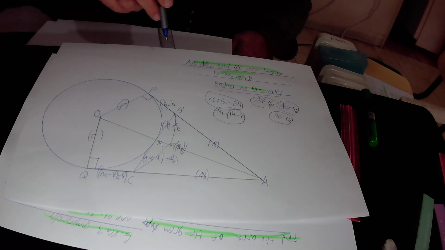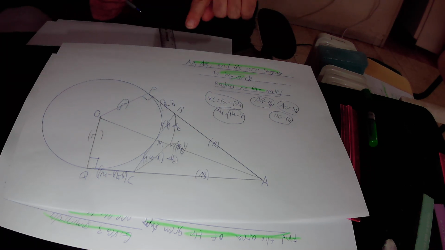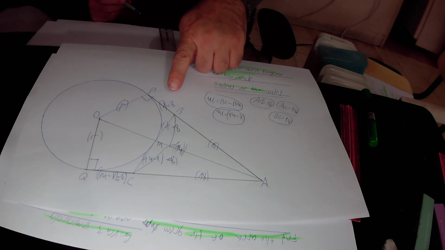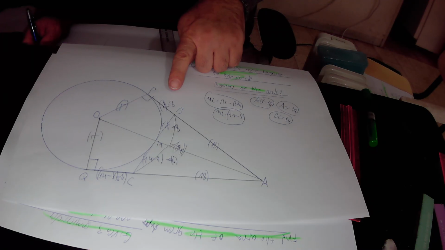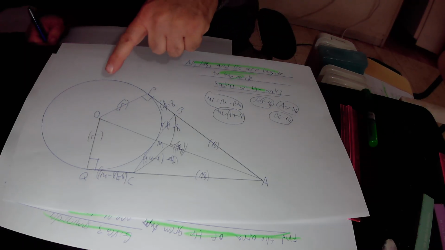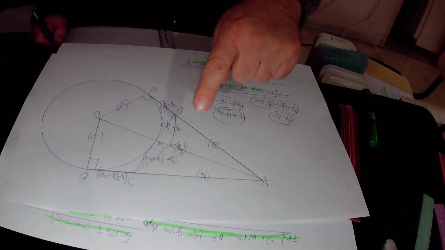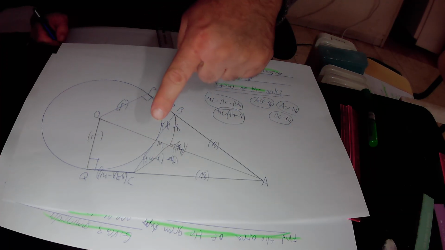The area of this big quadrangle APOQ must be equal to the sum of the areas of the two components that it consists of. The first component is the right triangle APO, so it is the area of the right triangle APO, plus the second component, which is the lower right triangle AOQ.